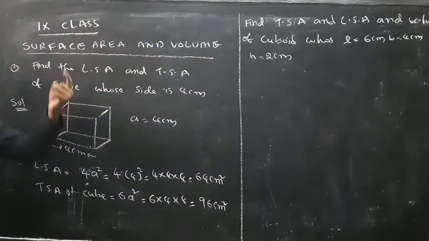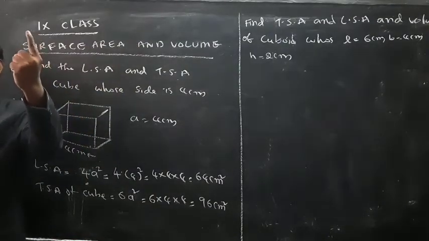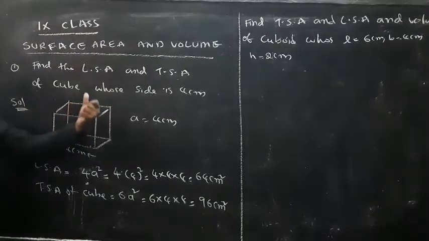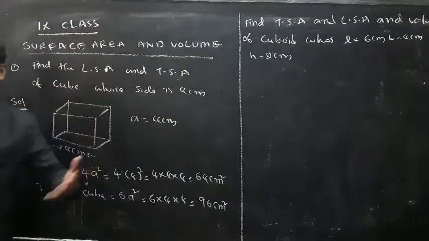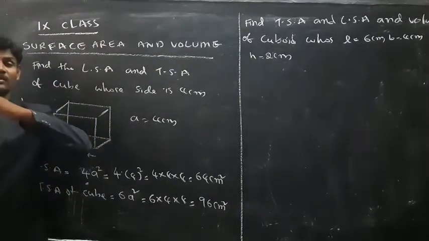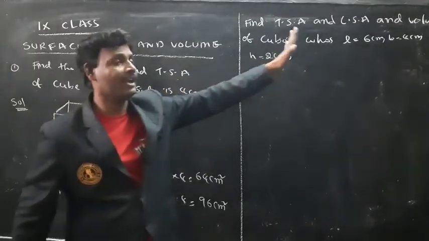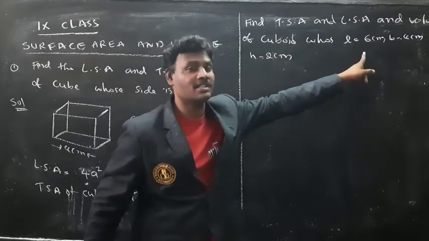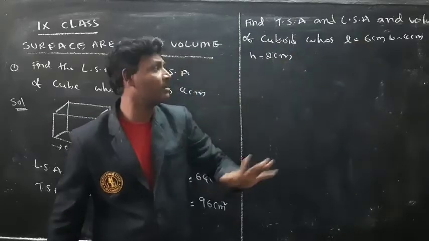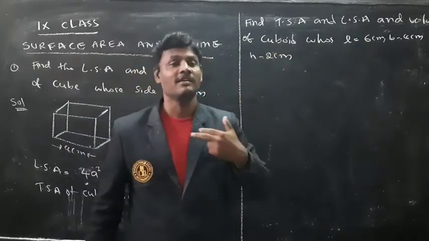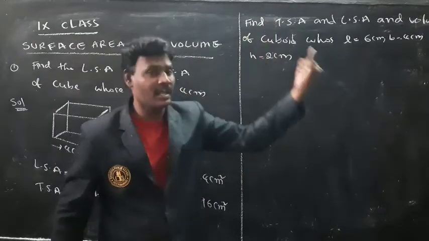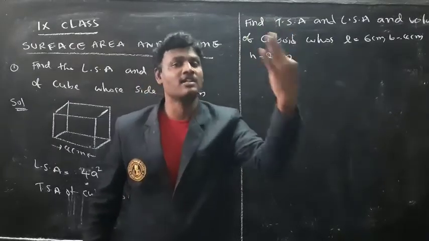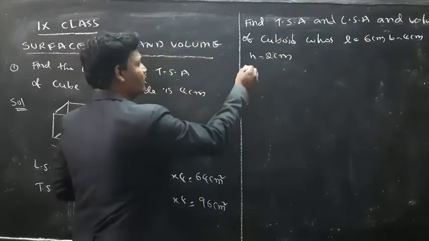See, in the previous problem only one dimension was mentioned. Why? Because in a cube all sides are equal. Length value, breadth value and height value, all three are equal. But in a cuboid, length, breadth and height are different. Here length is equal to 6 centimeters, breadth is equal to 4 centimeters, height is equal to 2 centimeters. What do I need? I need here LSA and also TSA and also volume. Solution.